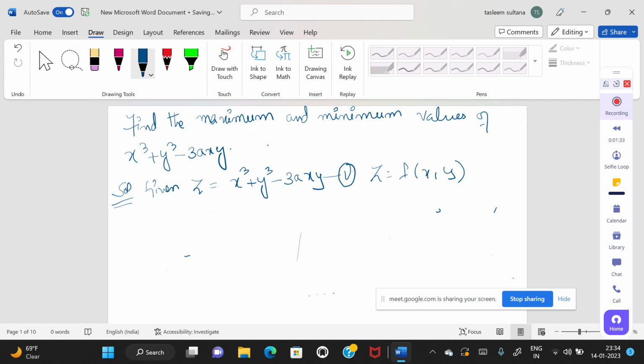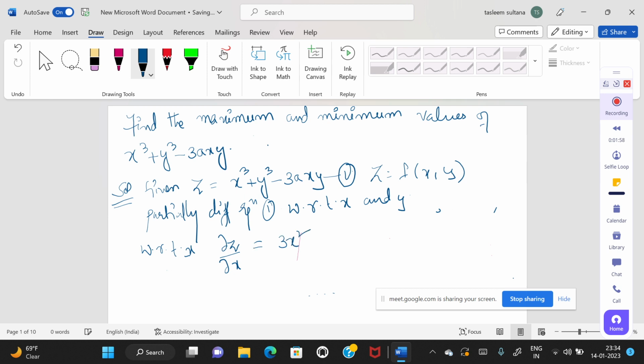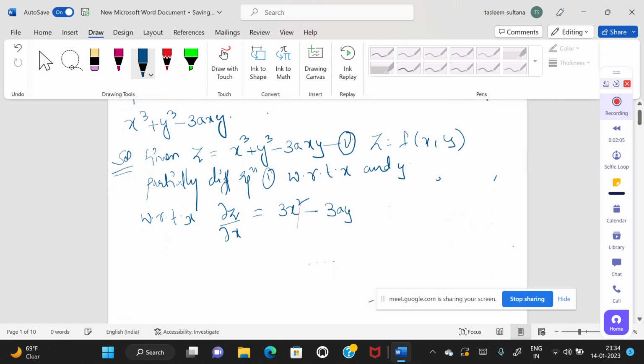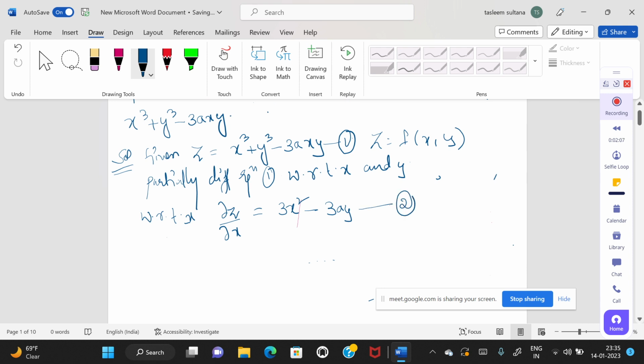Partially differentiating equation 1 with respect to x and y. First we will do it with respect to x. Dou z by dou x is equal to 3x square, the second term will become 0, minus 3ay.